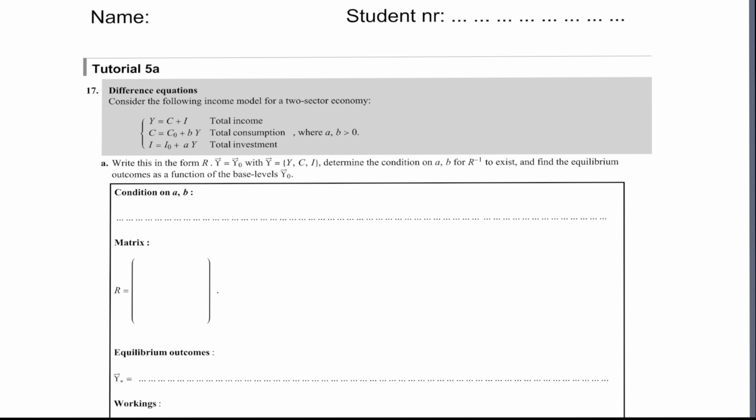Write this in the form of R multiplied by the vector y is equal to the vector y naught, with the vector y equaling the variables y, c, and I. Determine the condition on A and B for the inverse of R to exist and find the equilibrium outcomes as a function of the base levels of the vector y naught.